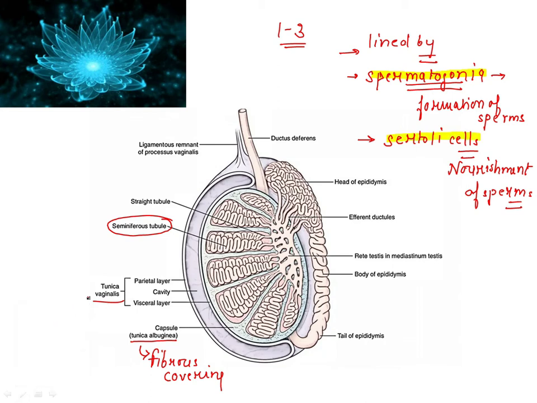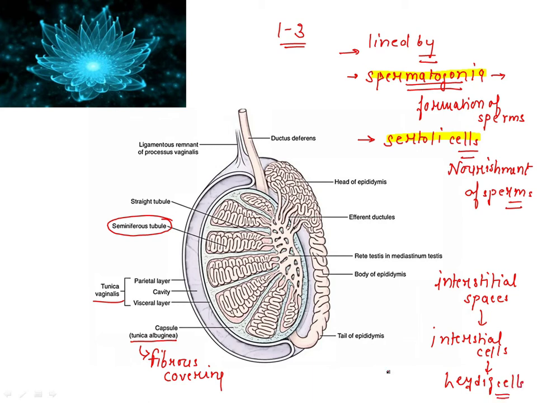Outside the seminiferous tubules, the spaces are called interstitial spaces, and these spaces consist of the interstitial cells called Leydig cells. These Leydig cells secrete the hormones called androgens.